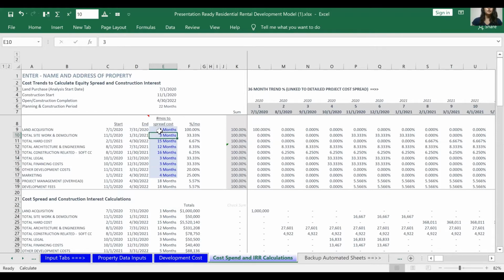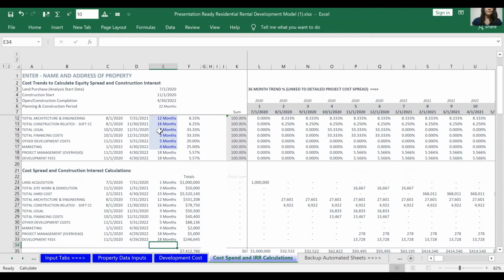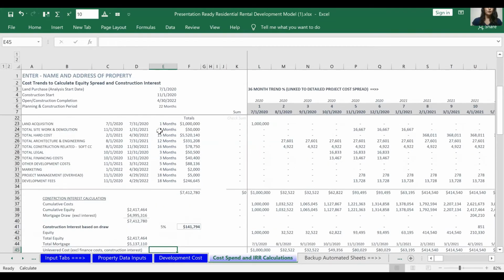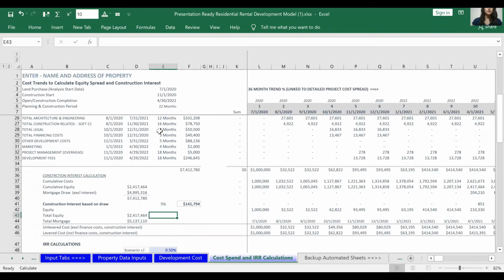And it spreads it in a straight line, but in my experience, even if you do a straight line spread, you get pretty close to what your construction interest and your equity requirements will be. And down below, I'm calculating my construction interest based on the draw. In this model, I'm assuming that all your equity will go in first and then the mortgage, or your construction loan, will kick in.